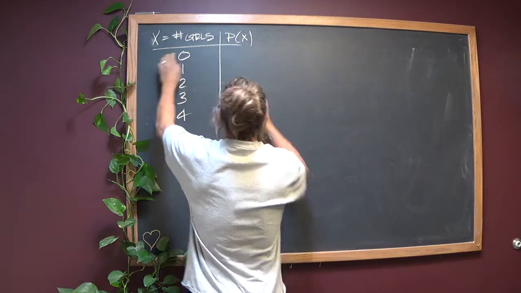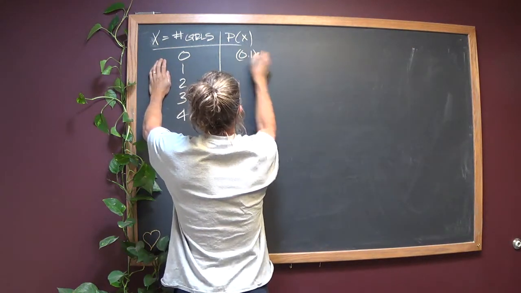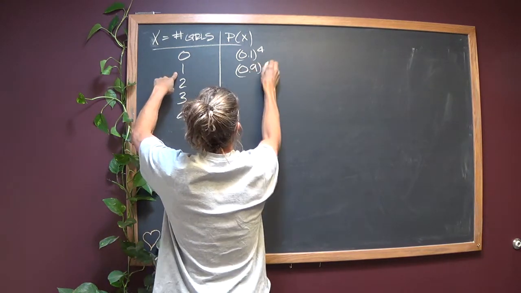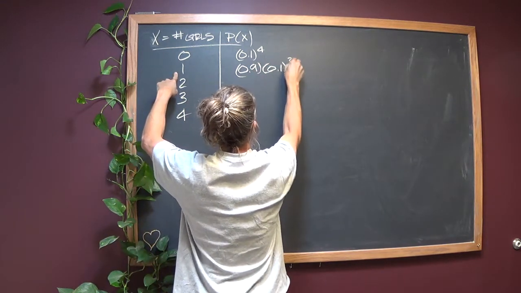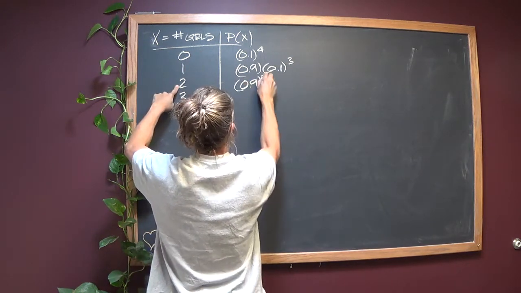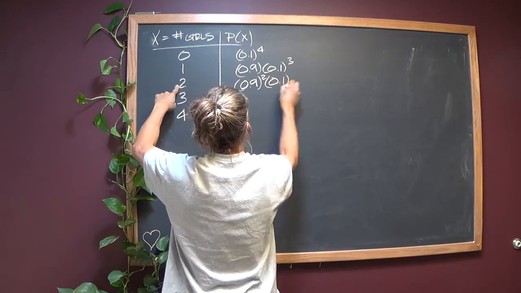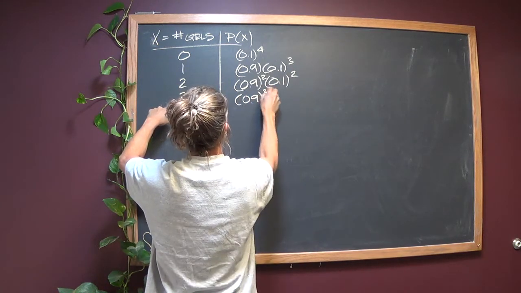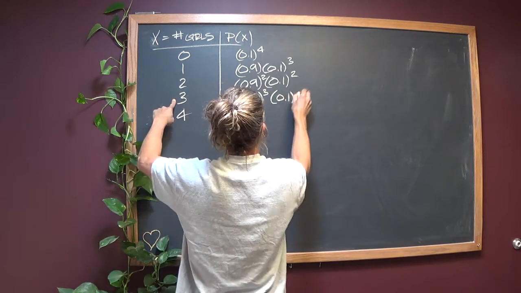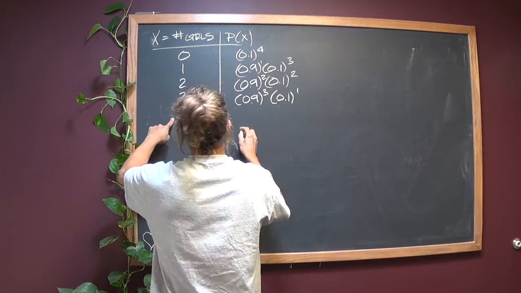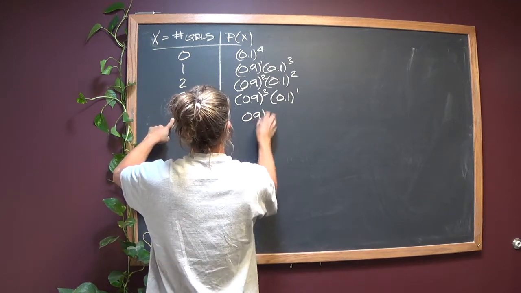So the chance of getting no girls at all was 0.1 to the 4th power. The chance of getting 1 girl, you had to get a 0.9, and then you had a 0.1 to the 3rd power. I want to come back to that. This is a 0.9 squared, and this is a 0.1 squared. And this is a 0.9 cubed, and this is a 0.1 to the 1st. And this guy here was a 0.9 to the 4th.